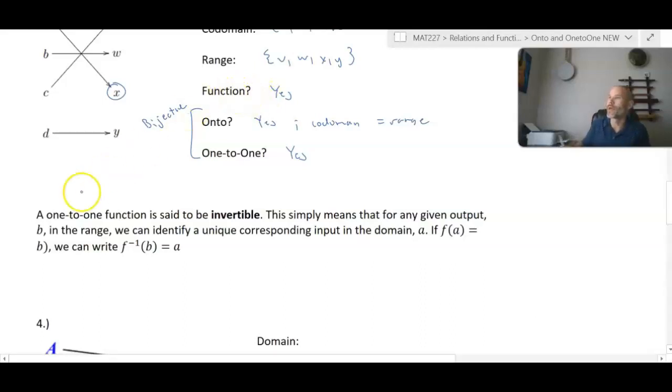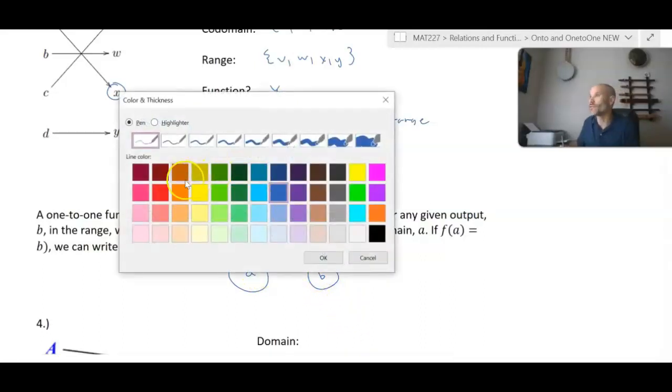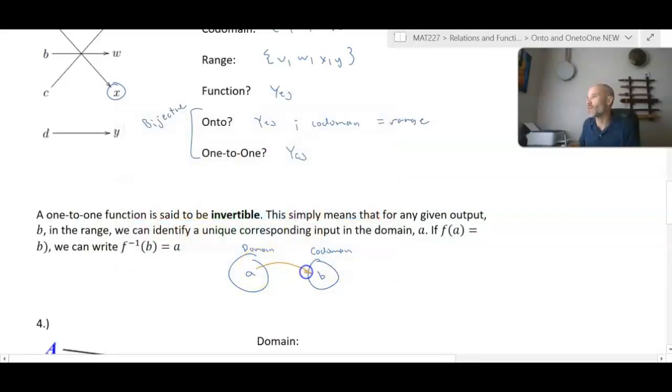Okay, now we've probably heard this terminology before. You've certainly worked with this in algebra. A function that is one-to-one is said to be invertible. For any given output B in the range, we can identify a unique corresponding input in the domain, little a. So in this example, if I have a domain, and I'll just focus on one element, it has an element of A, and this codomain has one element that we'll focus on, it's called B, then we know that, given a value of A, I would input that value into my function, and it would output a value of B.